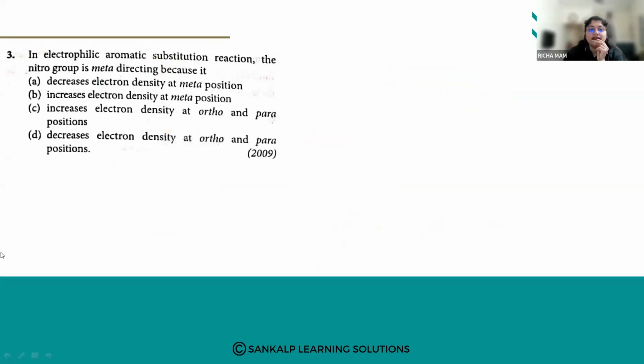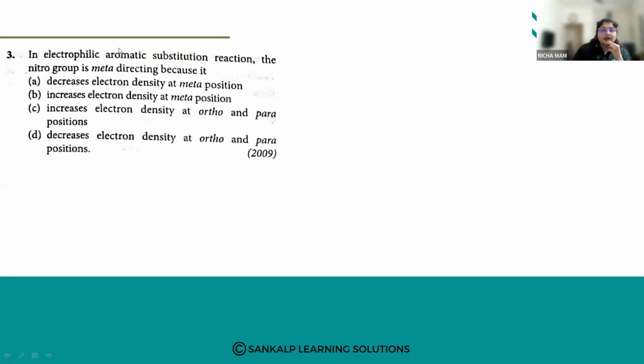Next question. In electrophilic aromatic substitution reaction, the nitro group is meta-directing because it: A, decreases electron density at meta position; B, increases electron density at meta position; C, increases electron density at ortho and para position; and D, decreases electron density at ortho and para position.